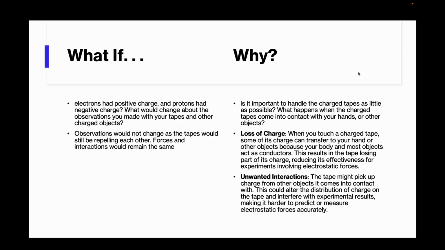So what if the electrons had a positive charge and the protons had a negative charge? What would change about the observations is they really would not change, as the tapes would still be repelling each other. They would still have the same charge. Forces and interactions would remain the same, so it really wouldn't make a huge difference.